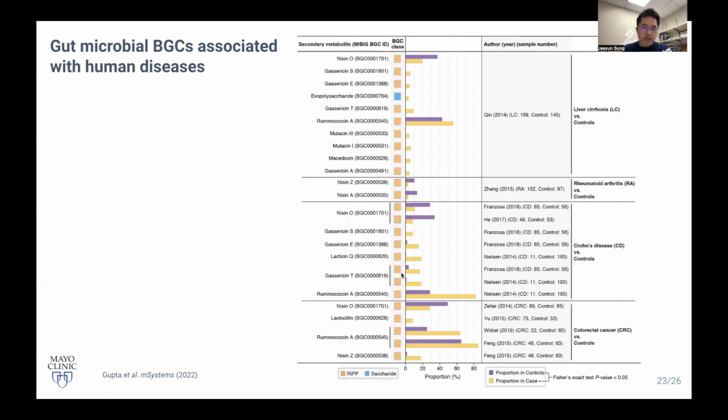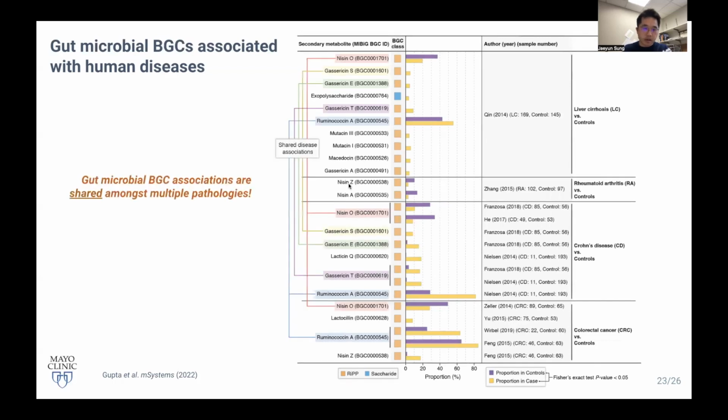Now you may notice that some BGCs are found in common for multiple diseases, like niacin O here, and gastricin S. Okay. And precisely, we report for the first time that some gut microbial BGC associations are shared among multiple pathologies. What's interesting is that these BGCs are found in the gut microbiomes of diseases of the gastrointestinal tract, perhaps hinting that from a microbiome perspective, these GI diseases have more in common than we thought.